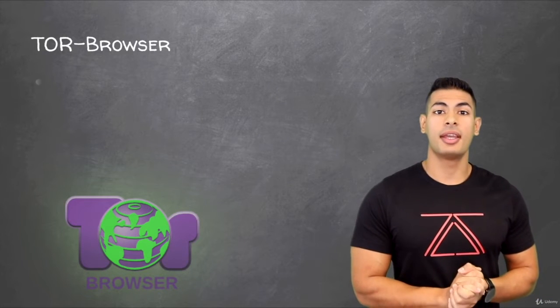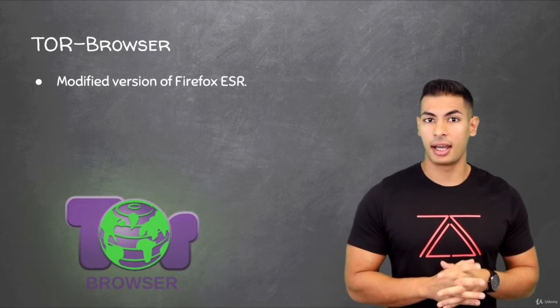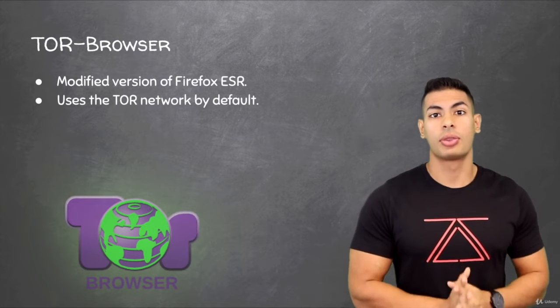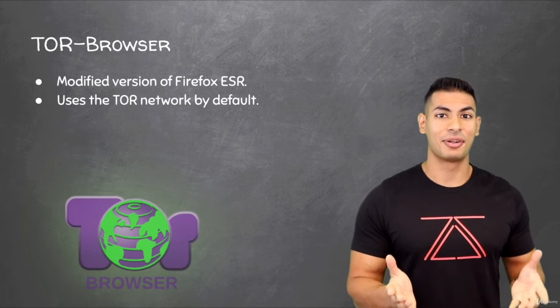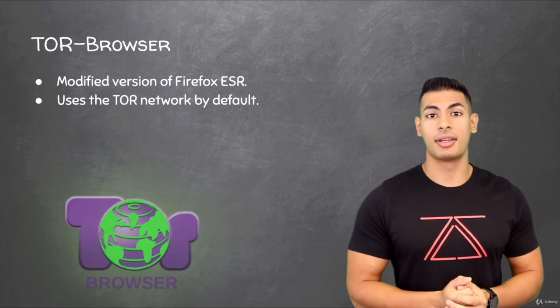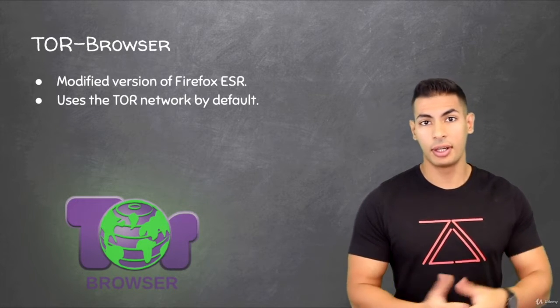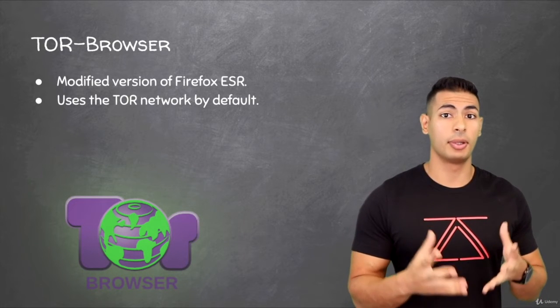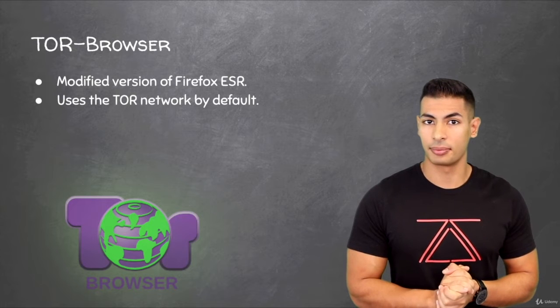So the Tor browser is a modified version of ESR Firefox. It is configured to route all traffic through the Tor network. Therefore, it improves our privacy and anonymity, and because it routes all traffic through the Tor network, using it we can access Tor hidden services, or what's commonly known as darknet websites.